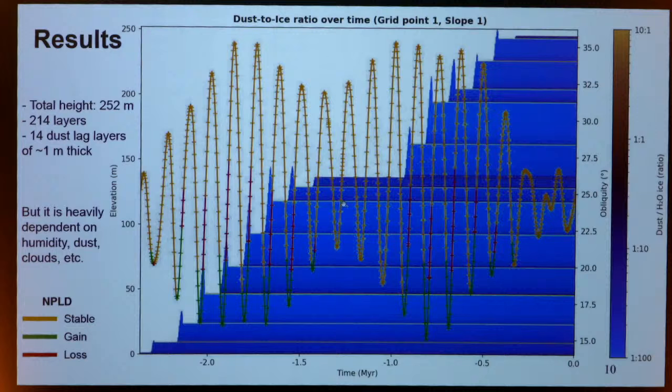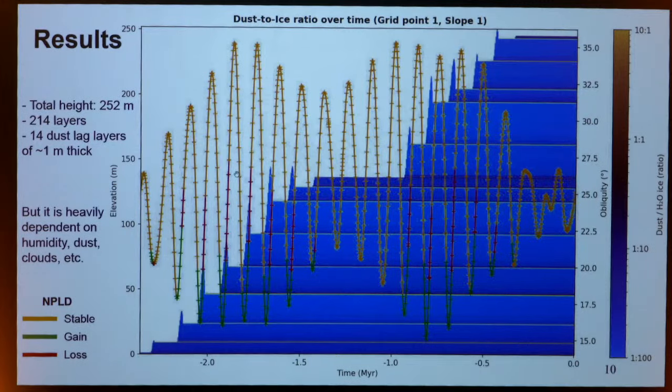You can see in the bluish colors, this is the ice. The darker it is, the more dust you have. And the curve is the variation of obliquity at the same time. It is colored in green when the PLD is growing, in red when the PLD is depleting, and in yellow when it's stable. As you can see, you have many variations of obliquity over the last 2.4 million years. And we end up with 14 dust-like layers with almost 250 meters of PLD.